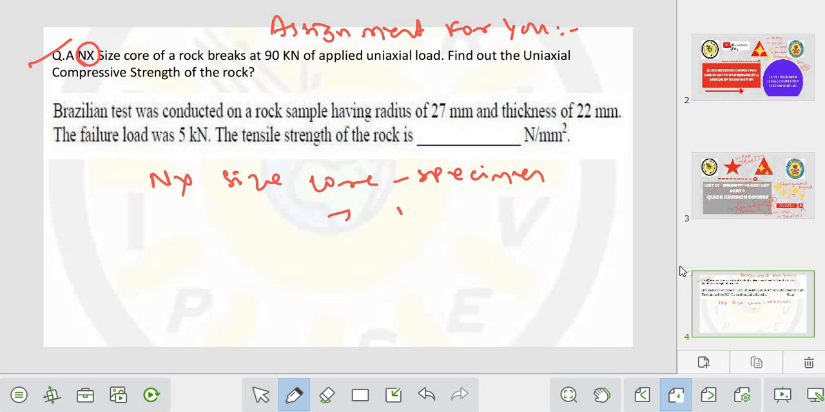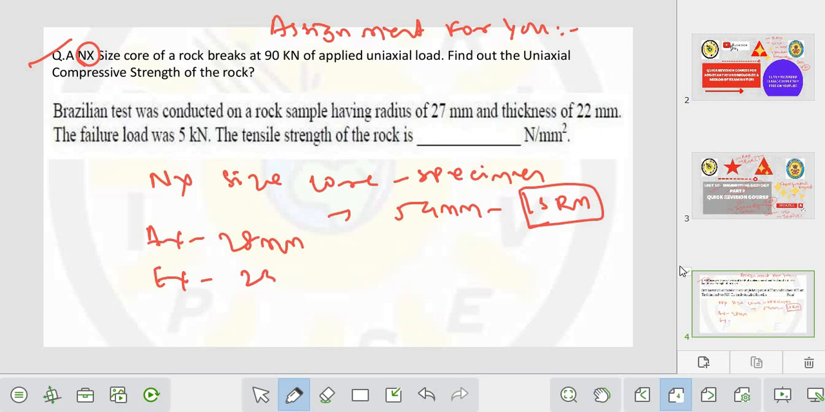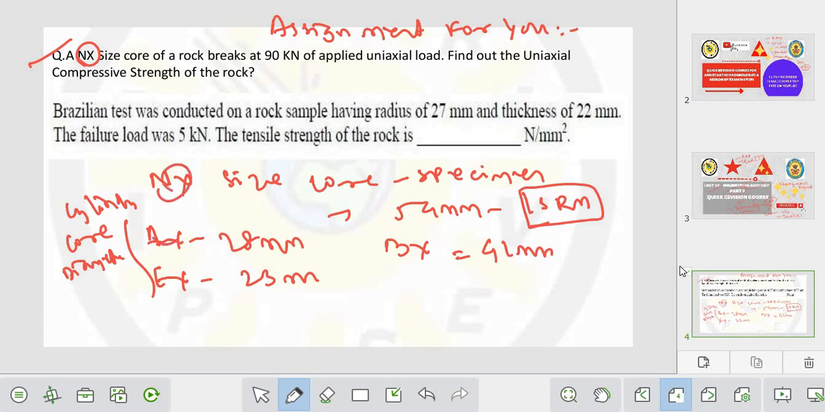I told you its diameter, it is 54 mm according to the ISRM standard, International Society of Rock Mechanics. There are also other definite sizes of diameter, different sizes, which I have already told in class. The EX size is 23 mm, and the BX size is 41 mm. So this is the approximate diameter of the cylindrical core sample. NX, AX, these are just the nomenclature according to the ISRM standard.